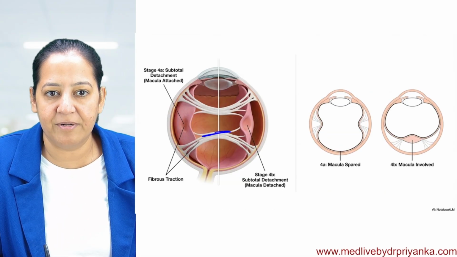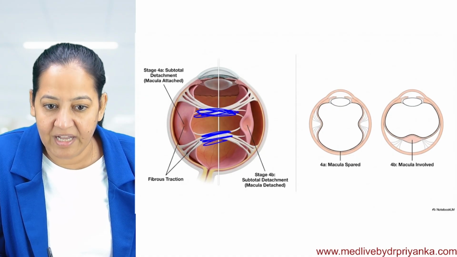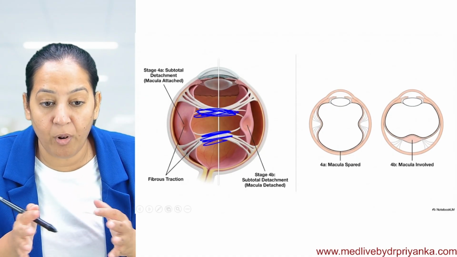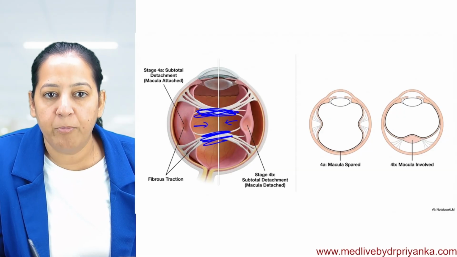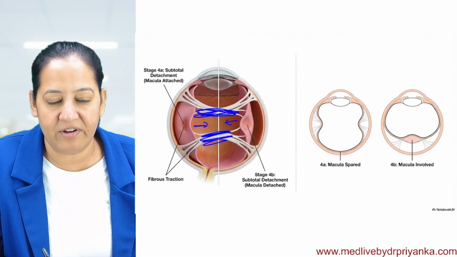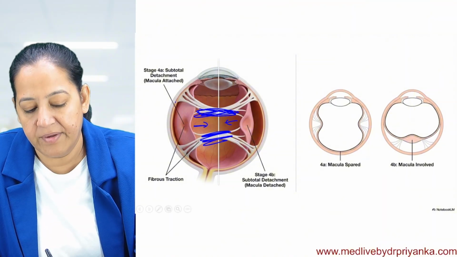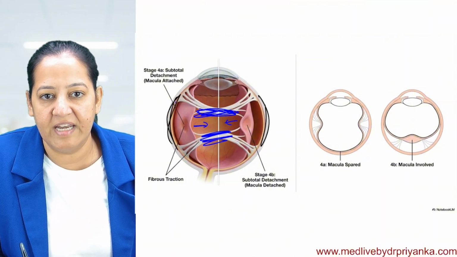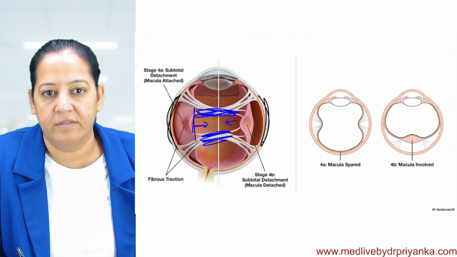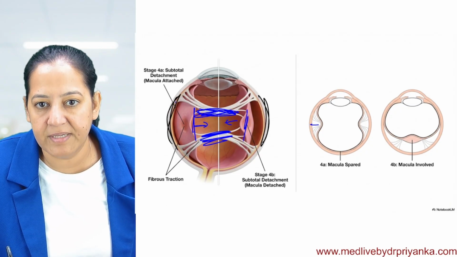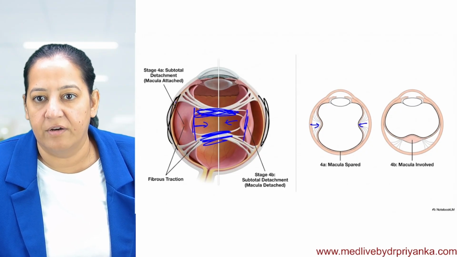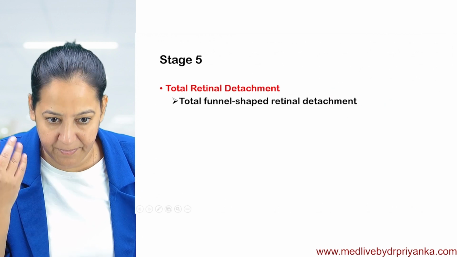You can see these are the fibrous bands I was talking about in the vitreous cavity. These fibrous bands are pulling, use the word pulling. They are pulling the retina towards them. And that's why the retina gets separated from the choroid. You can see this is choroid and the retina gets separated from the choroid.